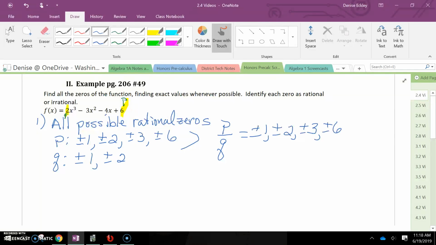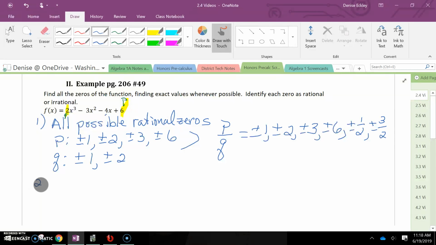Now what I want to do is take my q, my value of 2, and divide it into each one of them. And I'm going to list any that are different. So if I take 1 over 2, I get a half, so that's different, plus or minus a half. And then if I divide 2 by 2, I get 1. I already have that one. If I divide 3 by 2, that's a new one, so I get plus or minus 3 halves. And then finally dividing 6 by the 2, I get 3, which I already have. So there's all my possible rational zeros. So that's where I want to start.